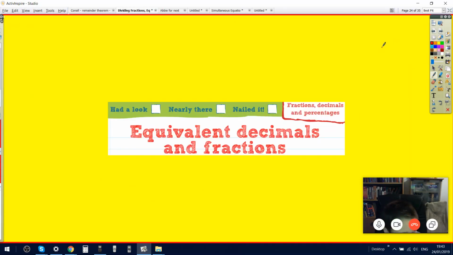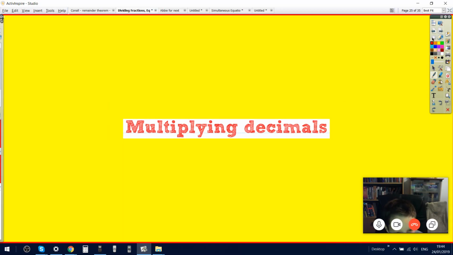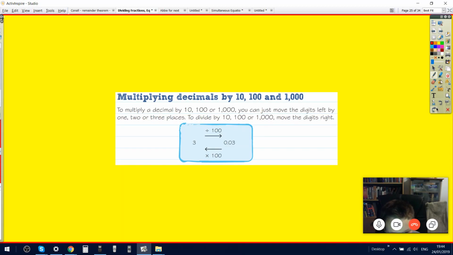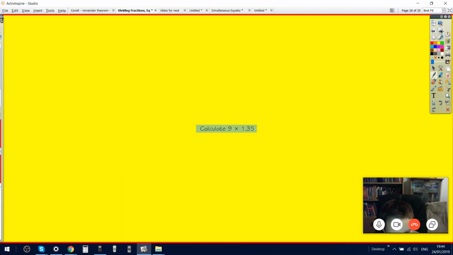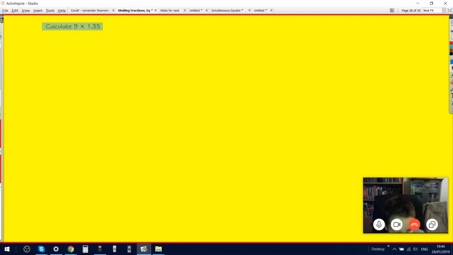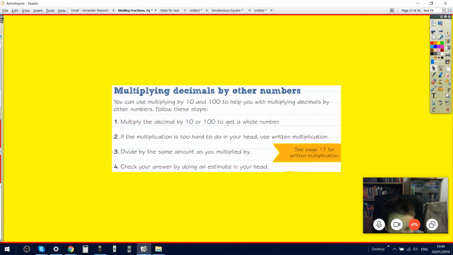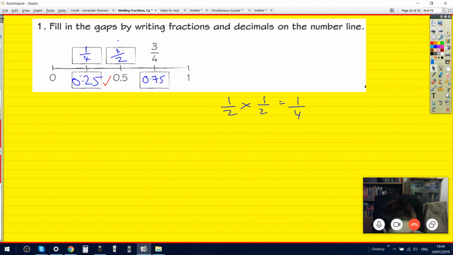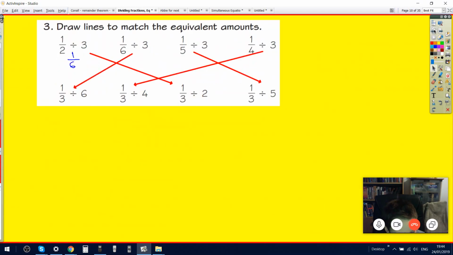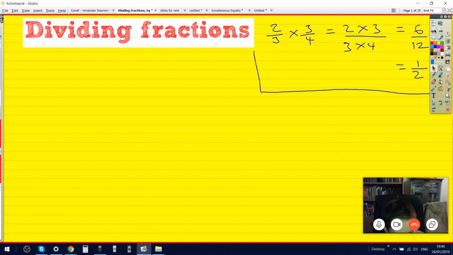Okay, so equivalent decimals and fractions. I think maybe nearly there. Multiplying decimals I'll leave, or will I? Let's do it a little bit, see how we do. Just leave that. We'll stick with just the fractions.